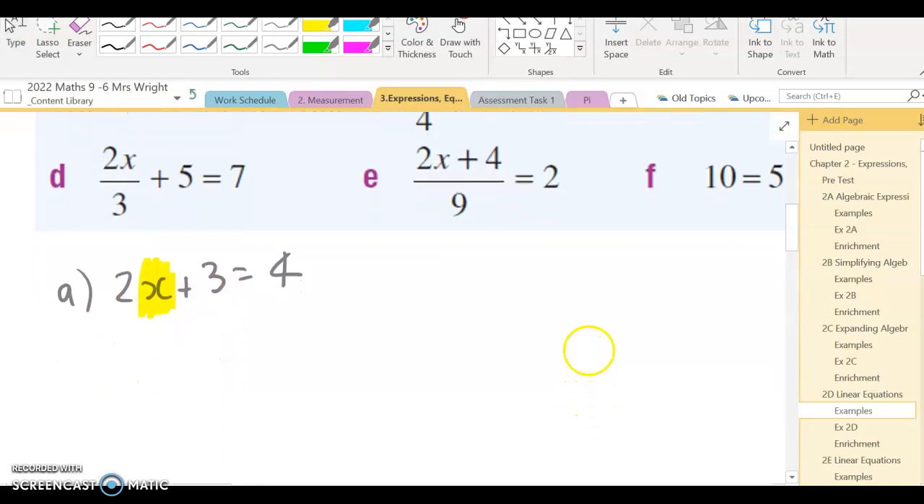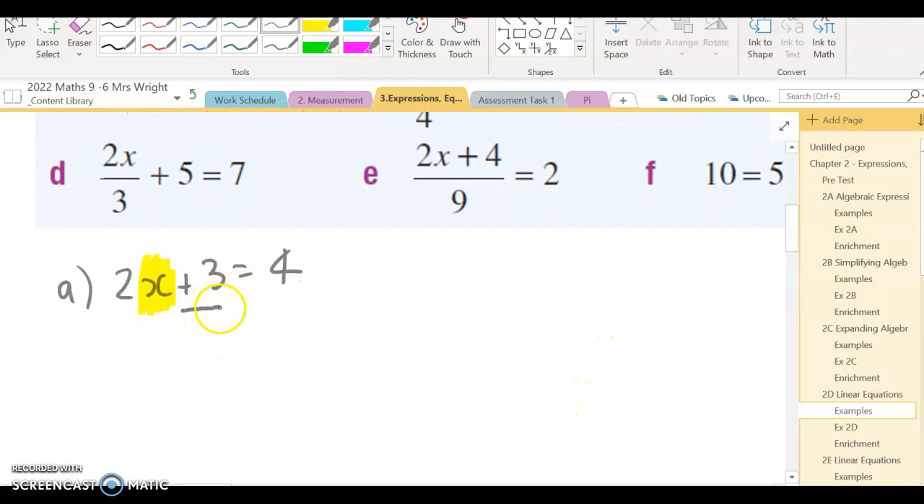And my first step is going to be to remove this plus 3. Okay, I need to remove the plus 3 before I can remove the 2 because the 2 is attached to the x. So we need to remove the plus 3. What is the opposite of plussing 3? It is minusing by 3. So I'm going to minus 3 on the left side of the equal sign, and I'm going to minus 3 on the right hand side of the equal sign.